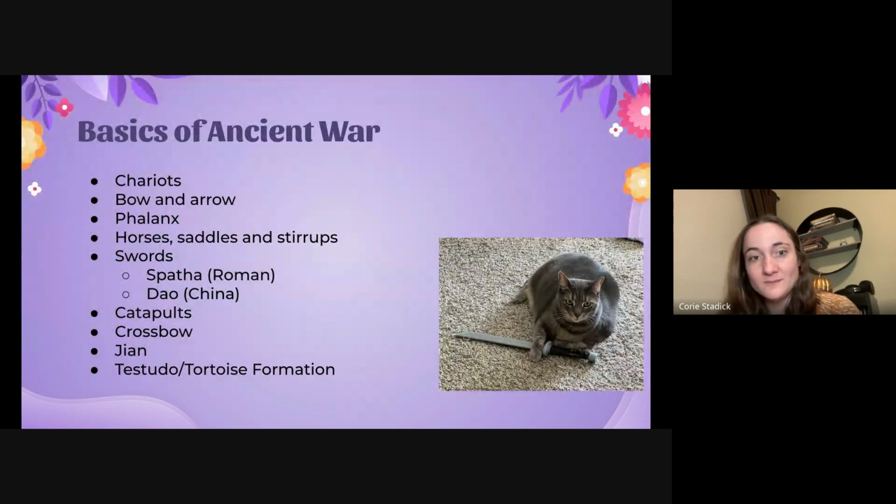So that's pretty cool. So today we're going to talk about the basics of ancient warfare. So today we're going to talk about chariots, bow and arrows. We won't talk about phalanxes today. I forgot to delete that. We will talk about horses, saddles, and stirrups. We'll talk about the dao when it comes to swords. We'll also talk about catapults, crossbows, jian, and the tortoise formation.